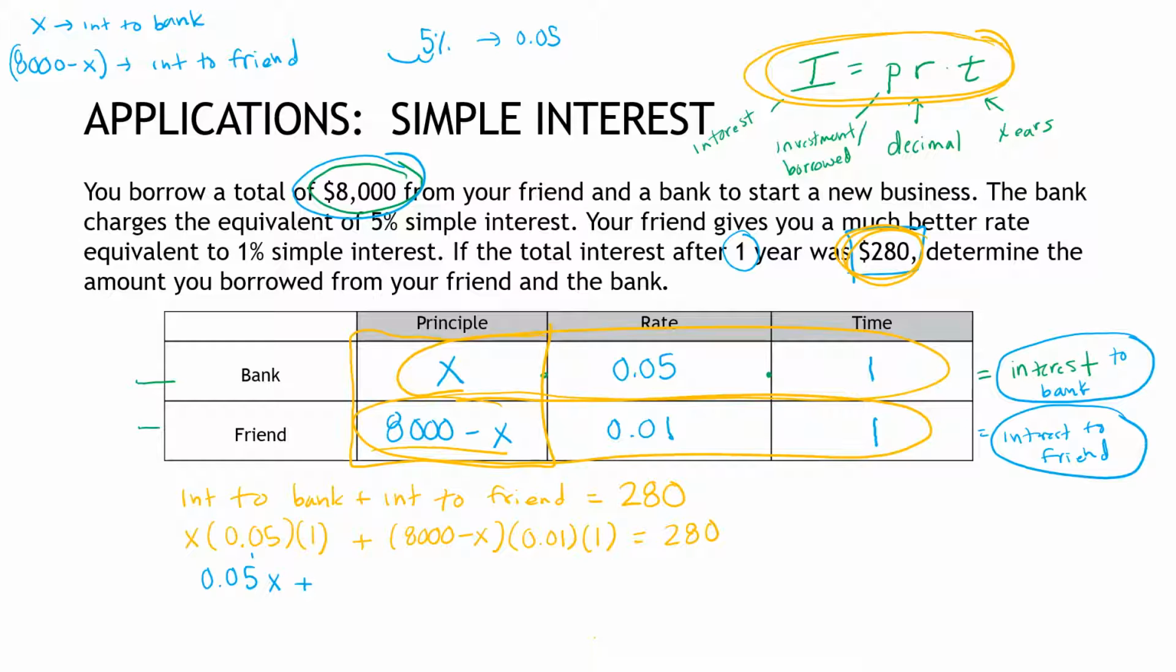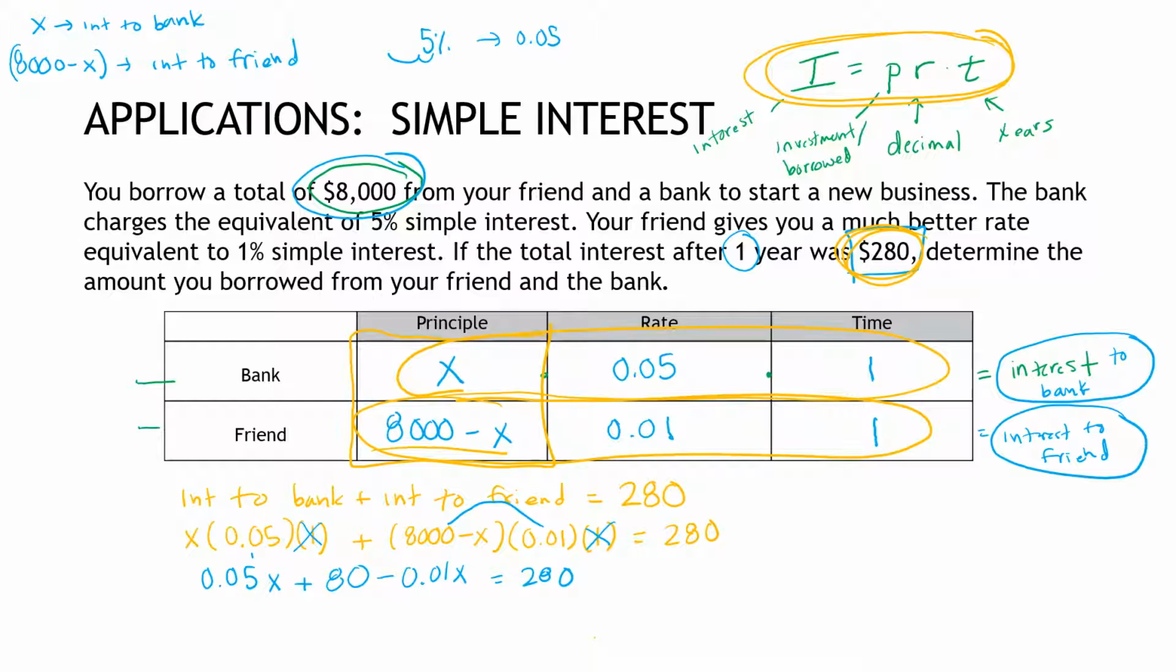And on this one, again, I'm going to sort of ignore the 1 because the 1 doesn't change anything. If I take anything times 1, I get whatever I started with. So really I'm taking 0.01 times 8,000. So 80 minus 0.01x equals 280.